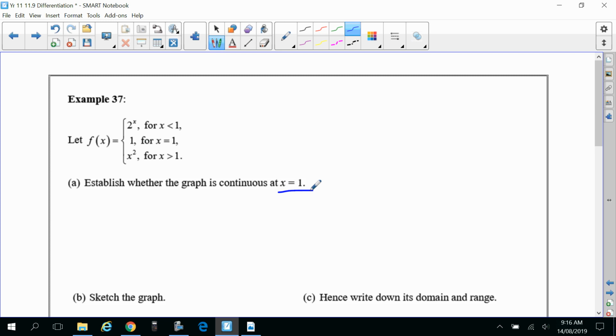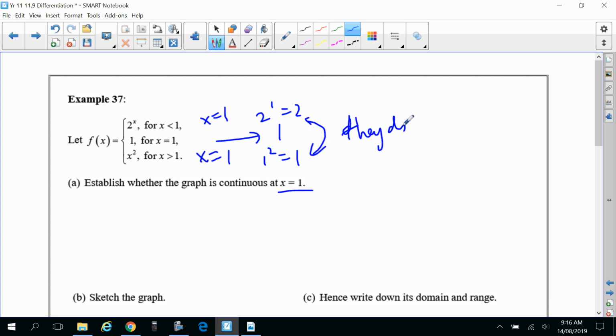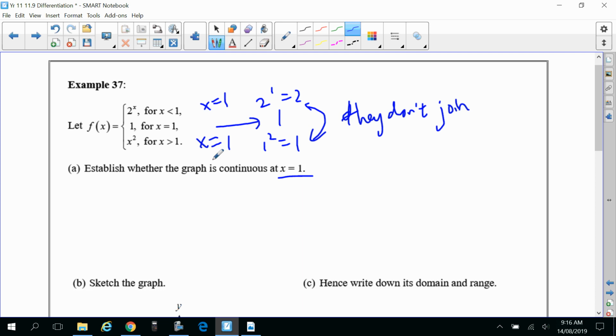Okay, well, that's a hard question. So what do I do? To check it, we just substitute 1 into all 3 places. Even though it's not defined at 1, we just want to check whether they join. Substitute 1, you get 2 to the power 1, you get 2. And 1 squared, you get 1. Unfortunately, they don't join. In this case, we expect discontinuity.